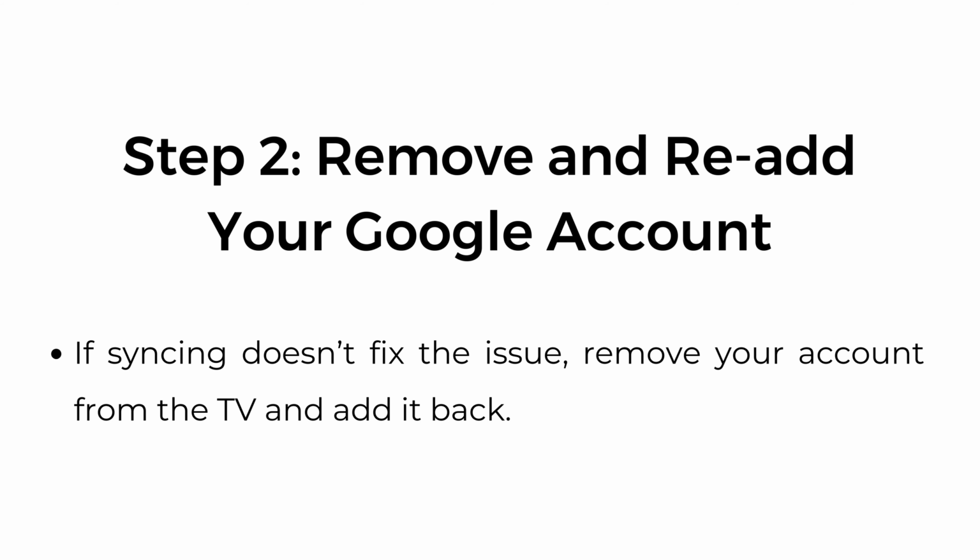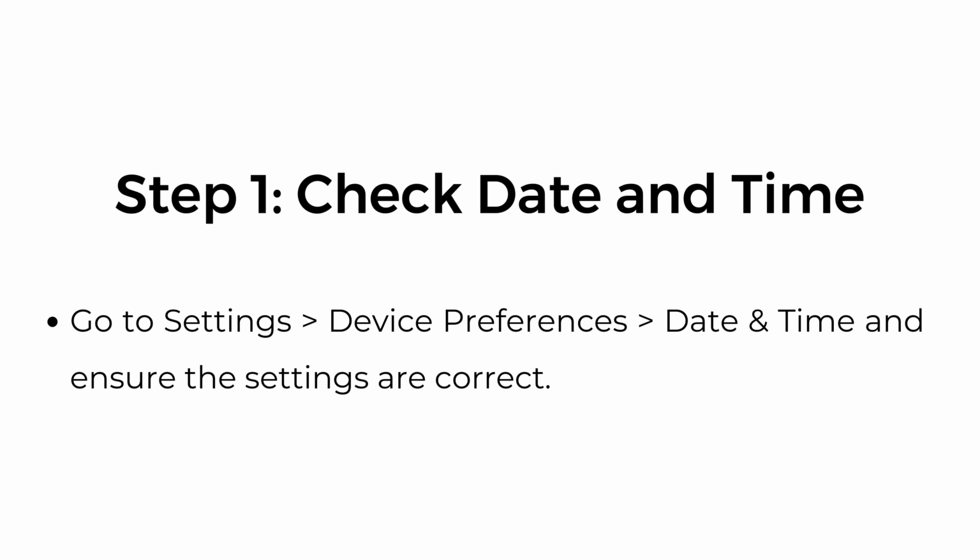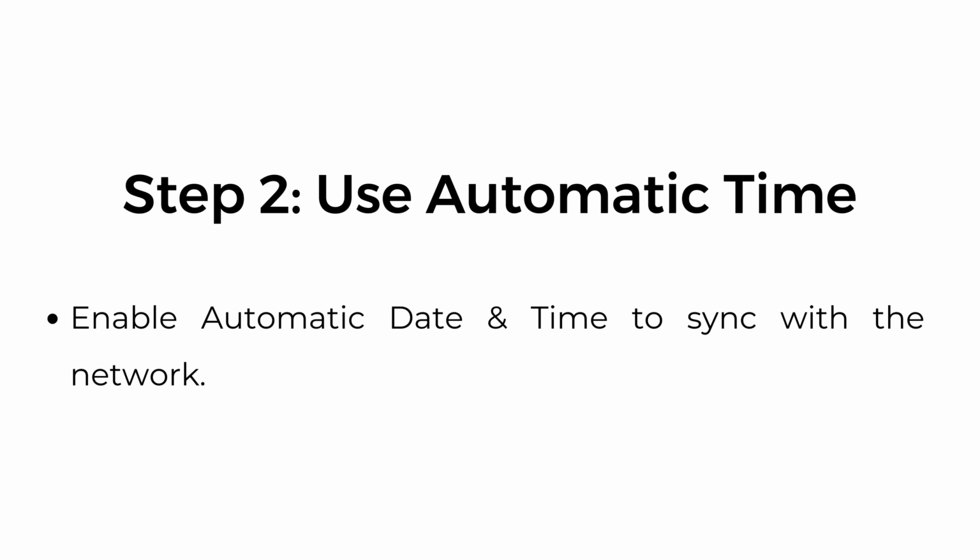Step 2. Remove and re-add your Google account. If syncing doesn't fix the issue, remove your account from the TV and add it back. 6. Verify date and time settings. Step 1. Check date and time. Go to Settings, Device Preferences, Date and Time, and ensure the settings are correct. Step 2. Use automatic time. Enable automatic date and time to sync with the network.